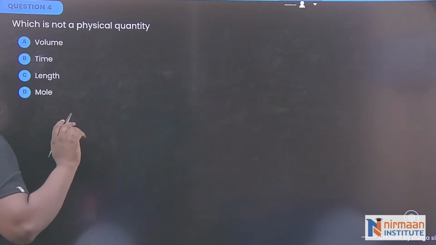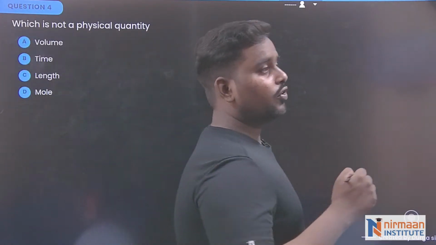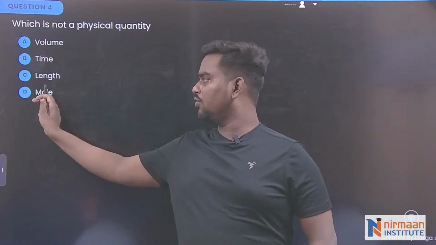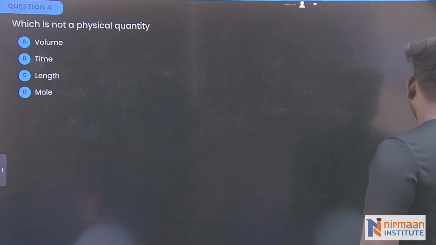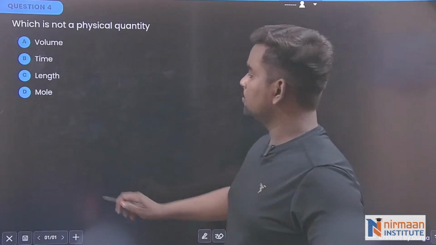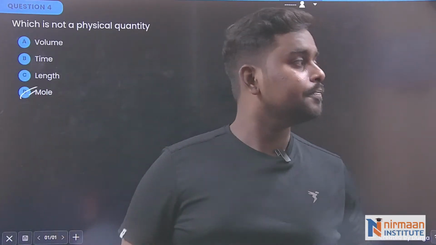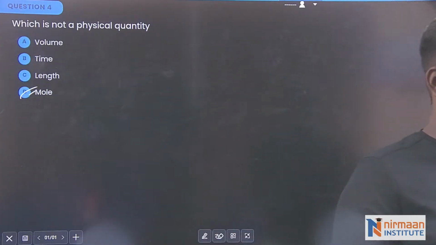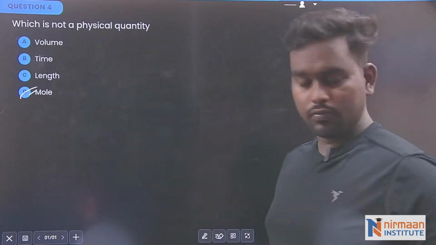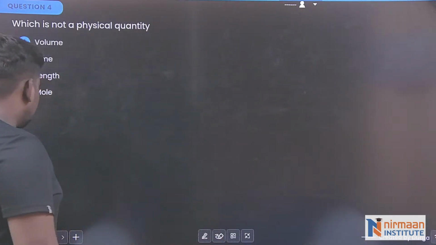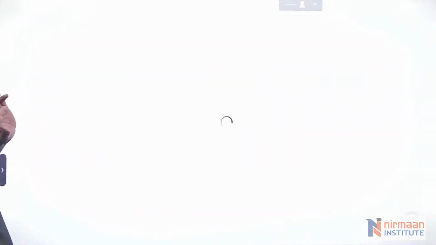Sorry, I made a mistake. Okay, yeah, sorry, it's correct. Mole is not a physical quantity. Okay, let's do it. Mole is not a physical quantity. Okay, so it's an easy one. Just move to the next one.